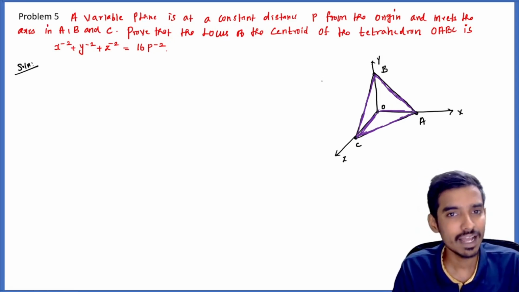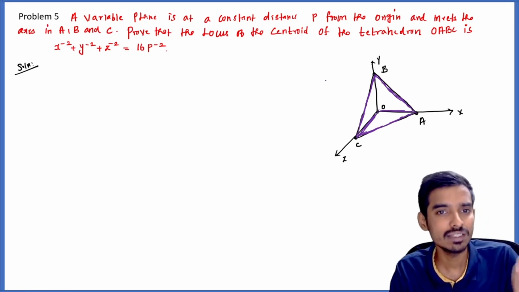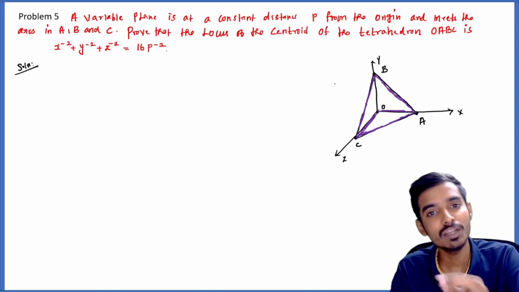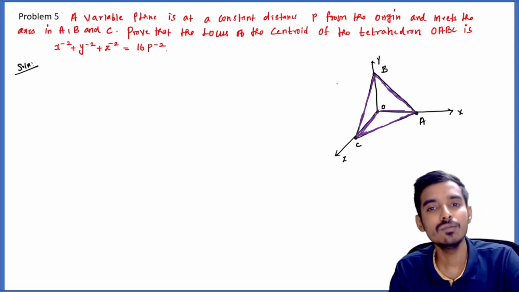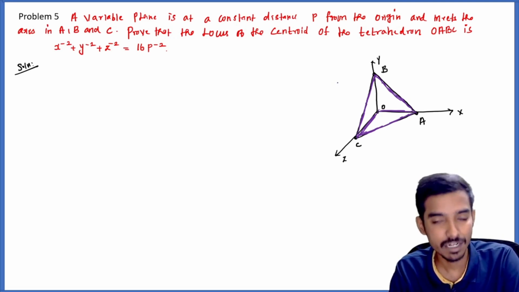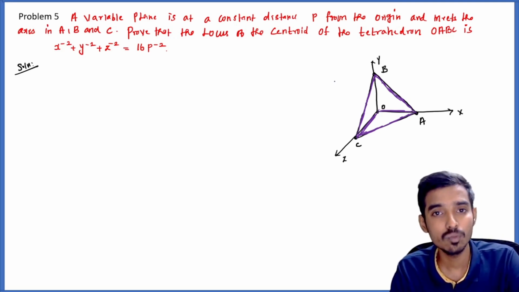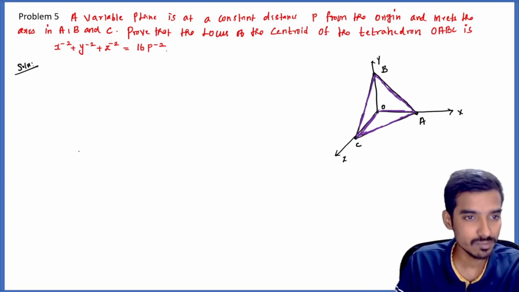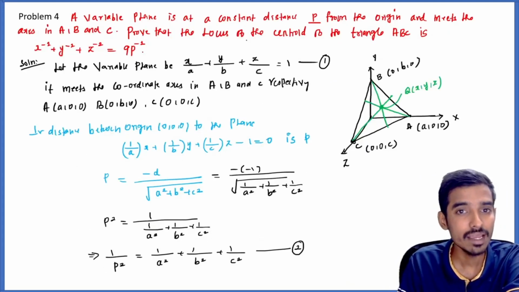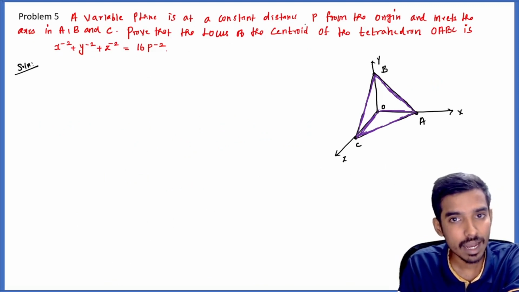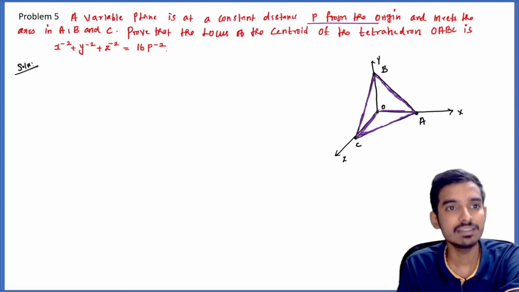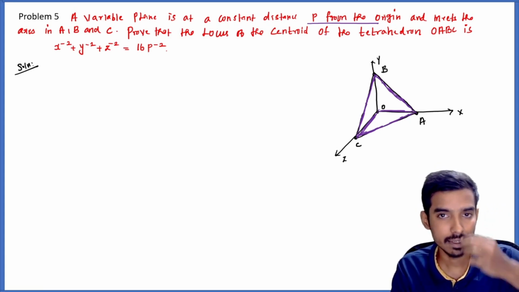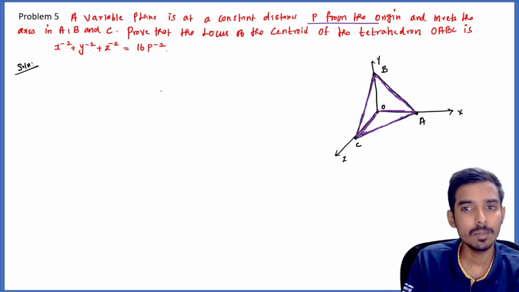What is the centroid of a tetrahedron? Very simple. (x1 + x2 + x3 + x4)/4, (y1 + y2 + y3 + y4)/4, (z1 + z2 + z3 + z4)/4. That's it, right? We're going to do the same as the previous problem. Let us write the same thing, because the plane is also at a constant distance p from the origin. The distance between the plane and the origin is p, so always take that to be the perpendicular distance.